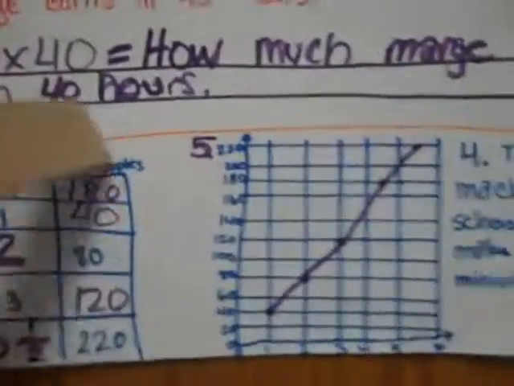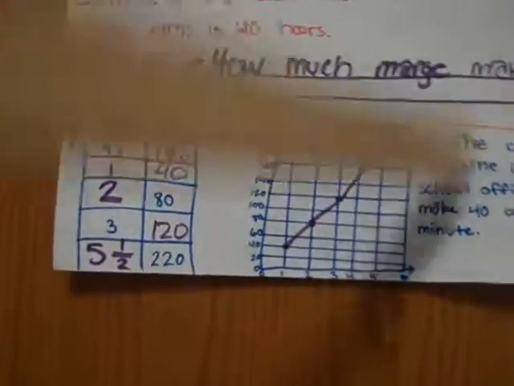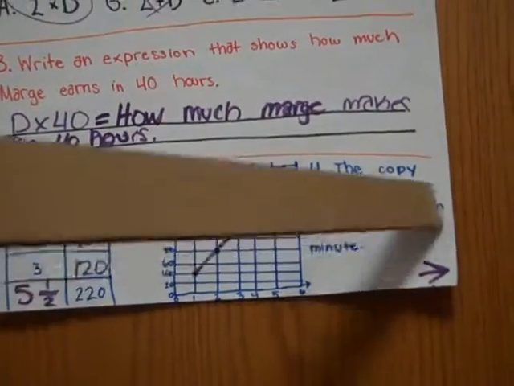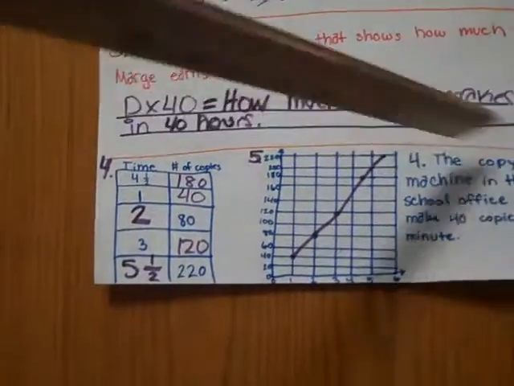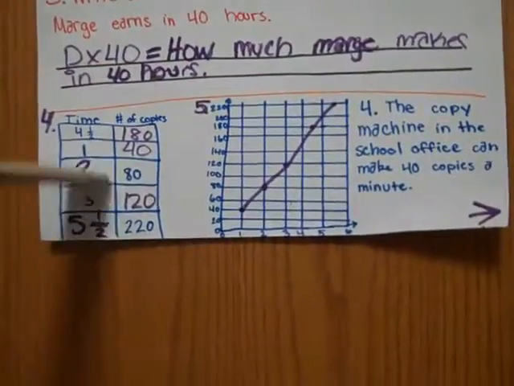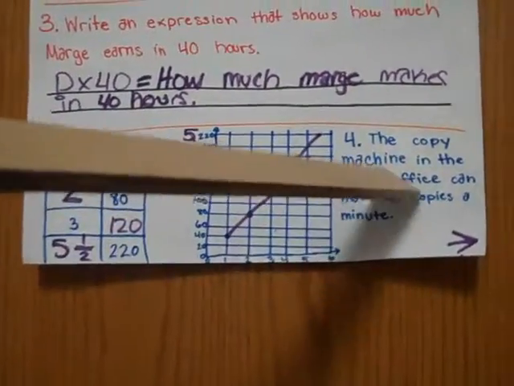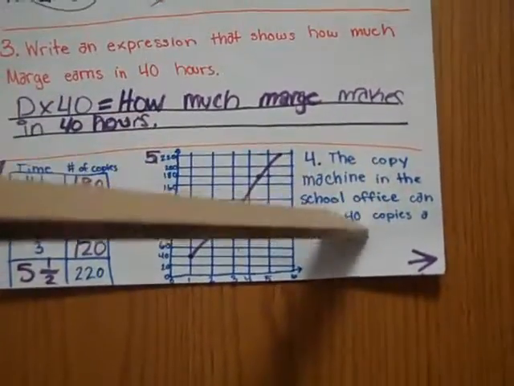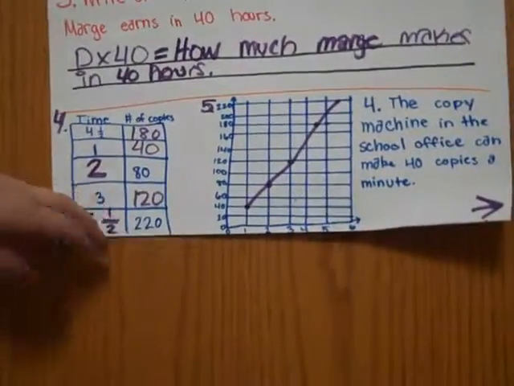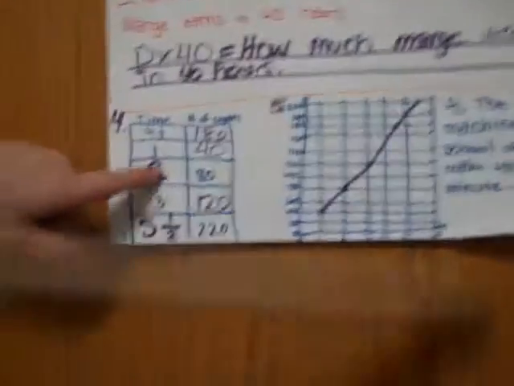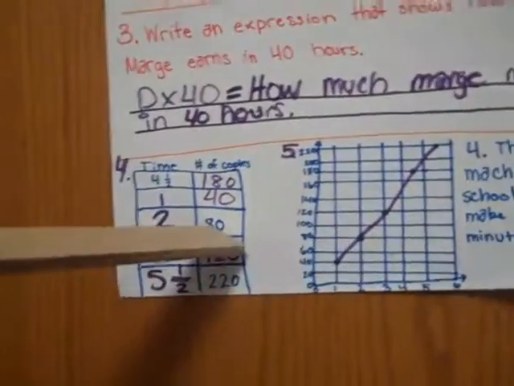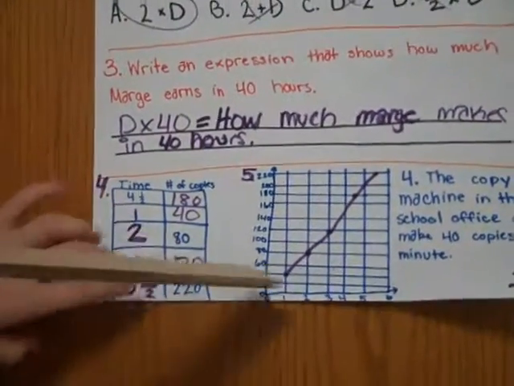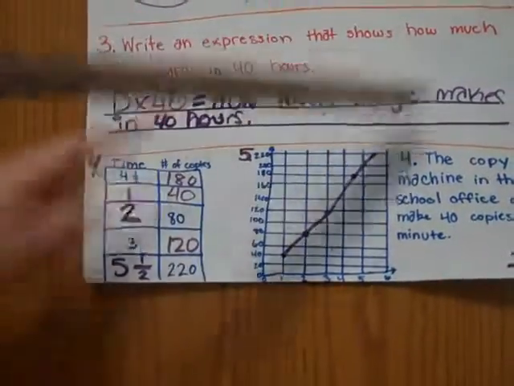Number 4. We're gonna fill out this chart. It says the copy machine in the school office can make 40 copies a minute. So we're gonna fill out this chart using that information. So we already know that 1 is 40 because it tells us that one copy machine can make 40 copies a minute in 1 minute. So 1 is 40. We know that 2 has to be 80 because 2 times 40 is 80. We know that 3 has to be 120 because 3 times 40 is 120.